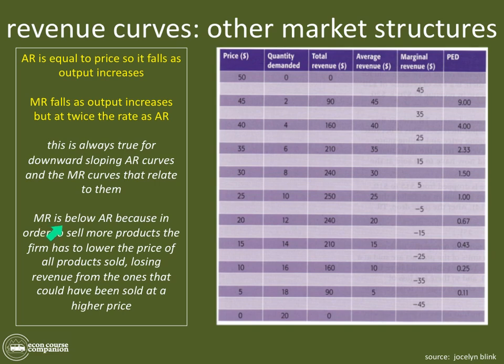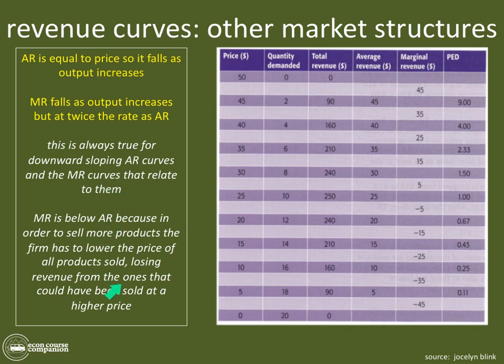So therefore, marginal revenue is below average revenue because in order to sell more products, the firm has to lower the price of all products sold, losing revenue from the ones that could have been sold at a higher price. Check it. That makes sense. Marginal revenue is going to be roughly half of what average revenue is.